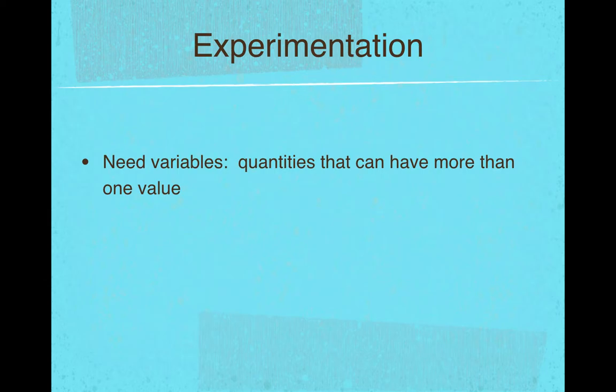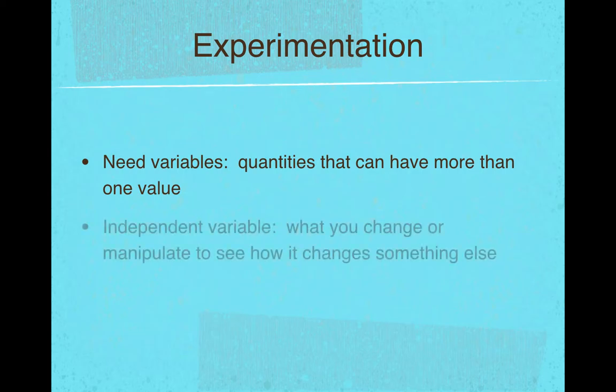Okay, so last week, toilet paper was a variable. We had brand A, B, C, and D. The pennies were a variable. How many pennies would that brand of toilet paper hold? When we have variables, we put them into 2 categories. The first is an independent variable. An independent variable is what you as the scientist change or manipulate to see how something else is changing.